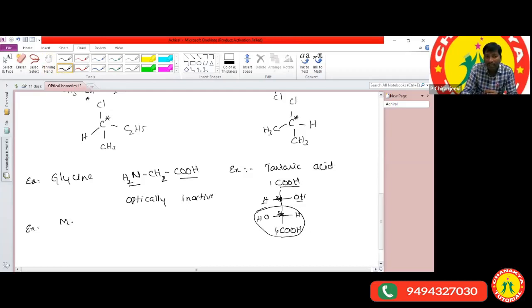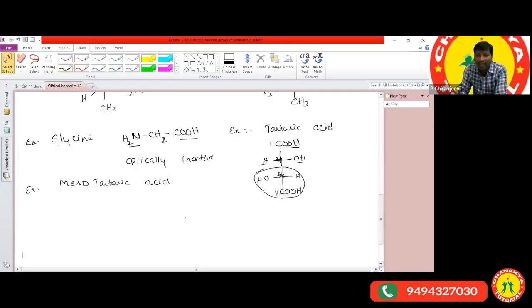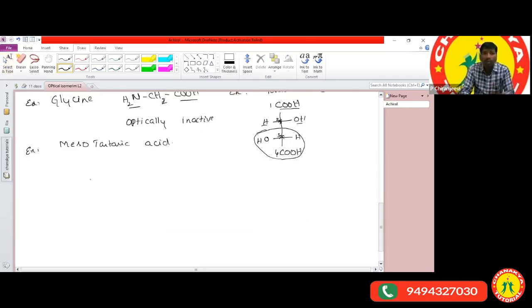Mesotartaric acid. Is mesotartaric acid optically active or optically inactive? Okay. Now for this one, I'll write the structure clearly.